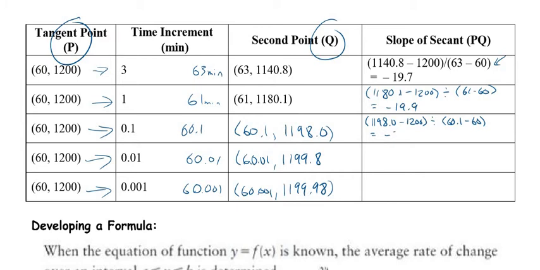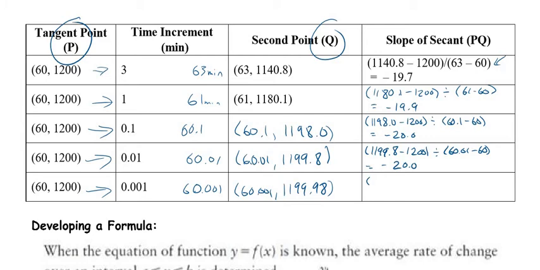And that's going to be negative 20.0. Let's repeat the same thing for the fourth row. That's going to be 1199.8 minus 1200, divided by 60.01 minus 60. Punch that in your calculators and you get negative 20.0.